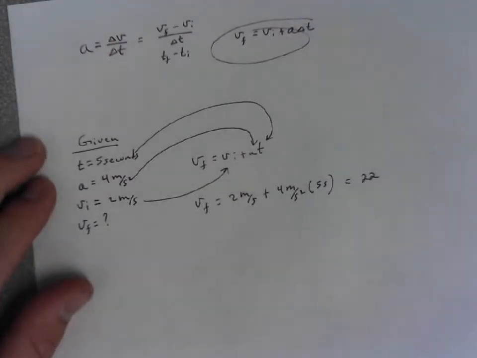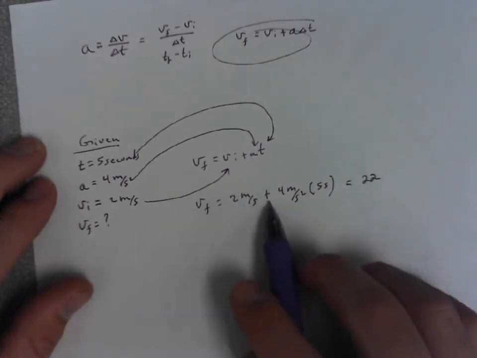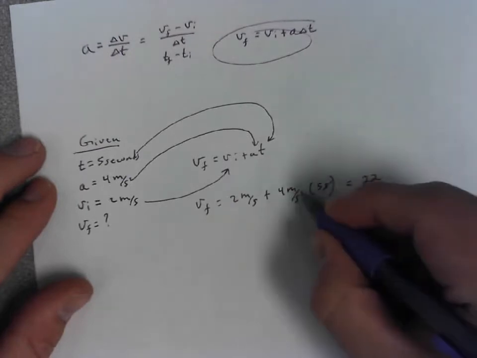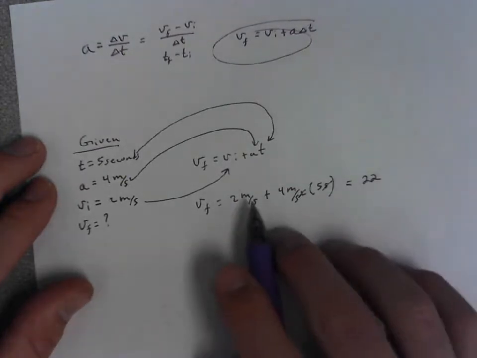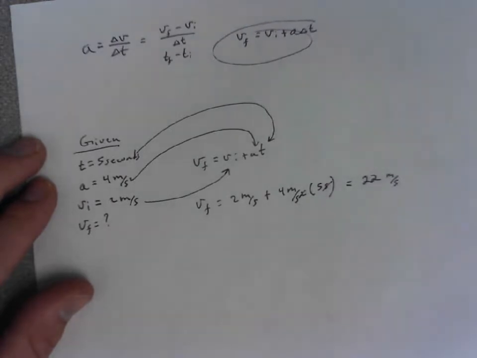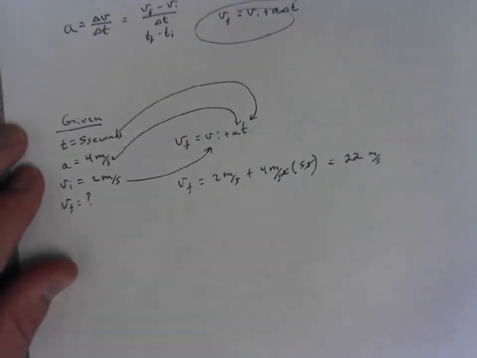Now we need to make sure our units match up. I've got meters per second plus this other term here. The second cancels with the square, leaving me with meters per second plus meters per second. That just gives me meters per second. And that's a pretty simple problem.